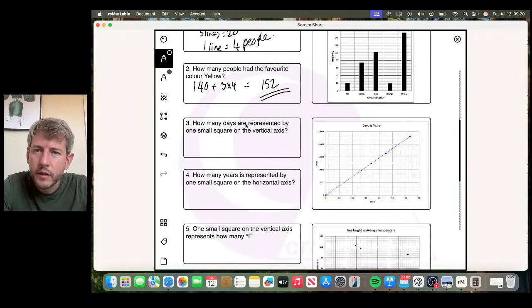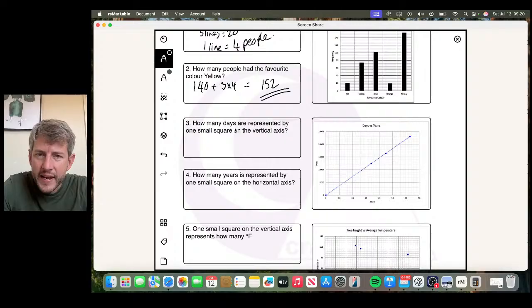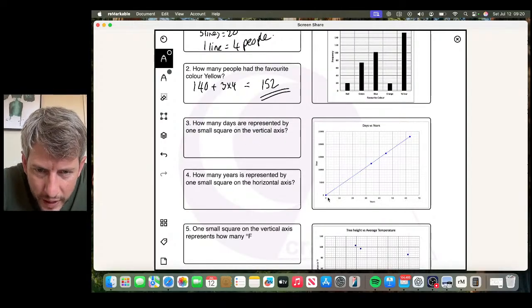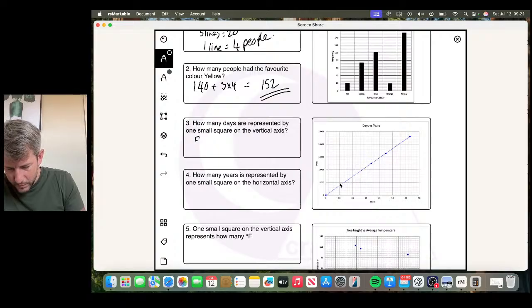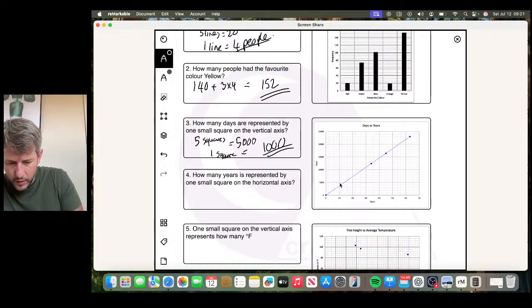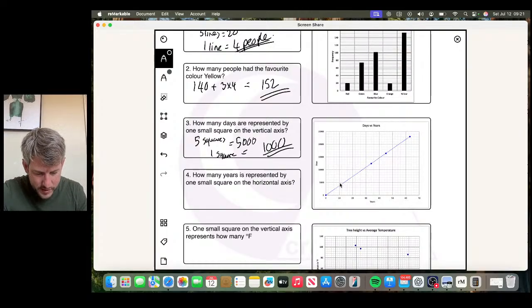Question 3. How many days are represented by one small square on the vertical axes? So we've got 1, 2, 3, 4, 5 squares. 5 squares equals 5,000. So 1 square equals 1,000. Okay, just underline that. So 1,000 days.